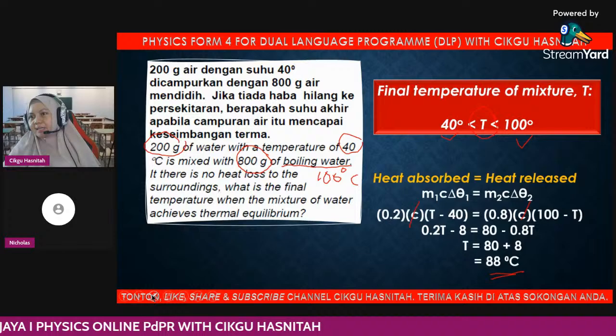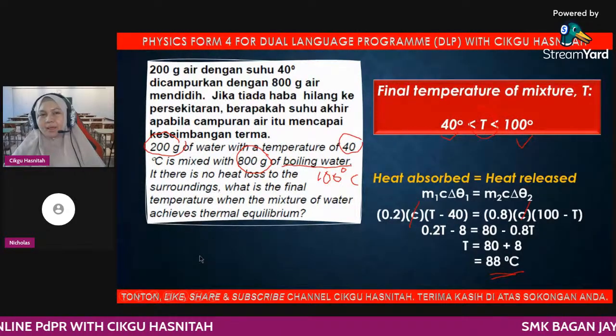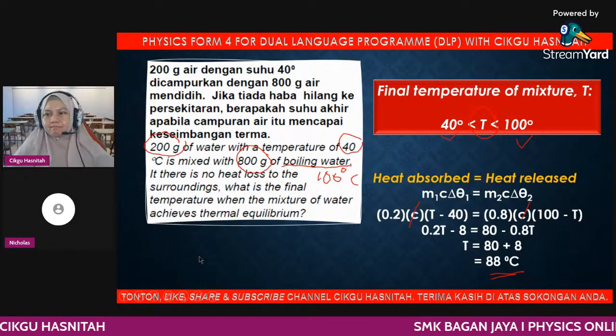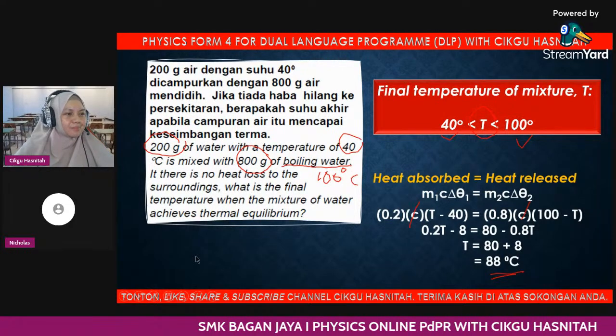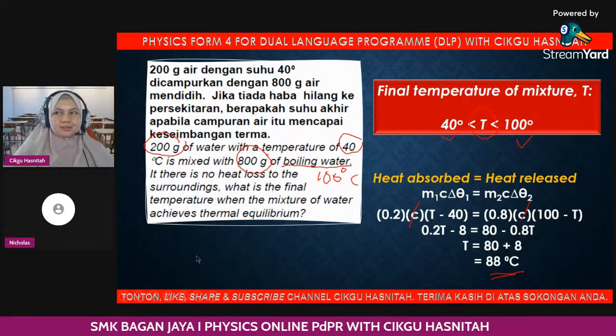Okay, are you clear with this example? Any further question? Any questions to ask? Yes, but not about this.